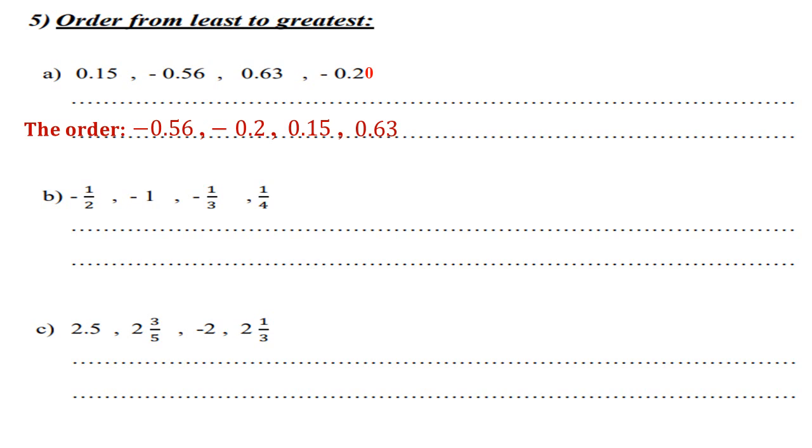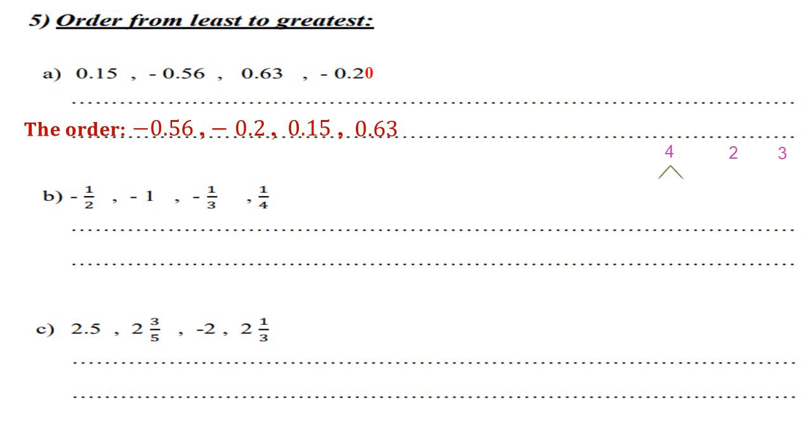B. Negative 1 over 2, negative 1, negative 1 over 3, and 1 over 4. First I have to get a common denominator for the fractions. To get a common denominator, I will find the LCM, least common multiple, for 4, 3, and 2.